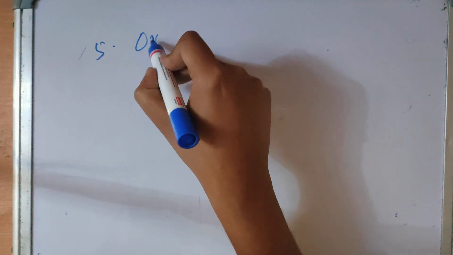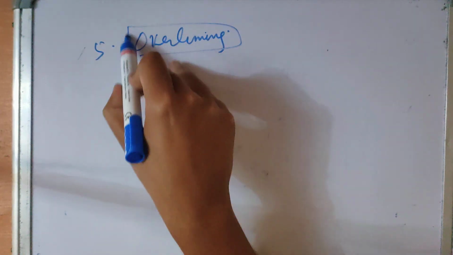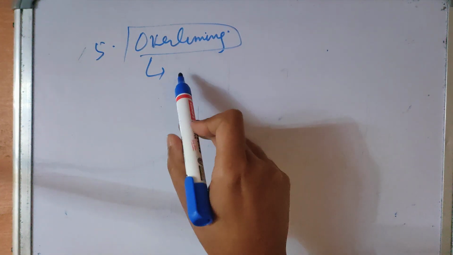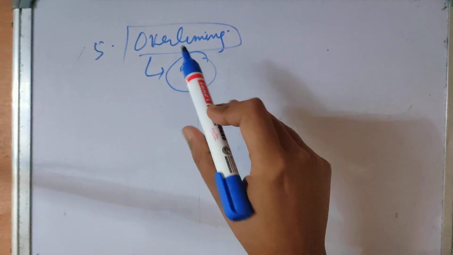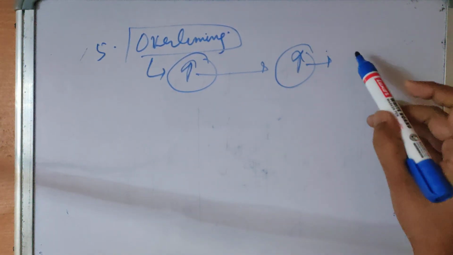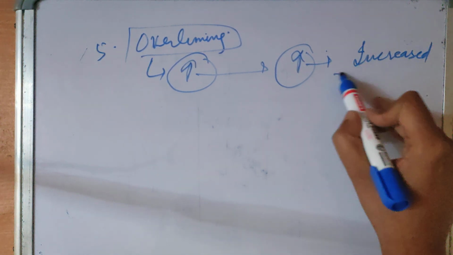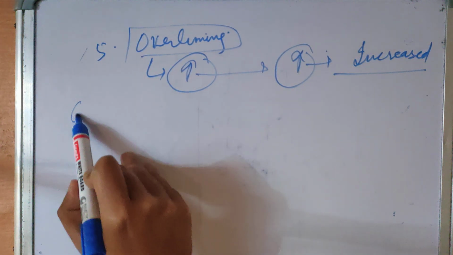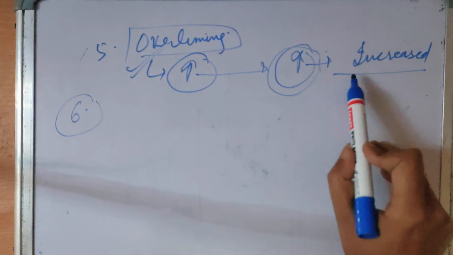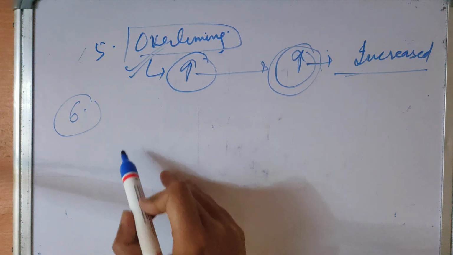Next point is overliming. As we all know, liming helps us to reduce the acidity of the soil. So what happens when using high lime is that the amount of fixation of phosphorus will increase. As we all know, in highly acidic soils the phosphorus fixation is always low. So when we do overliming, it will reduce the acidity and hence increase the fixation of phosphorus.